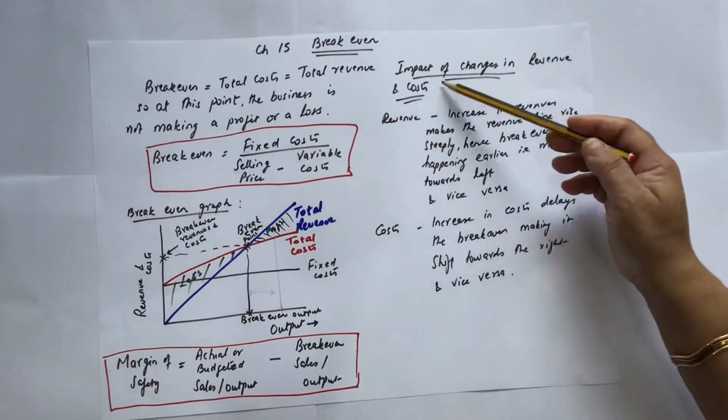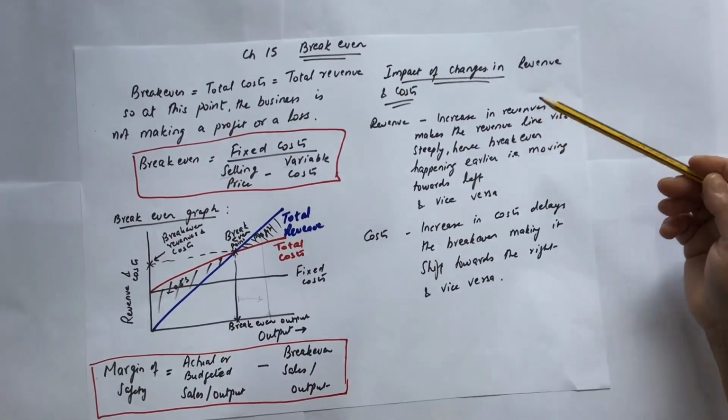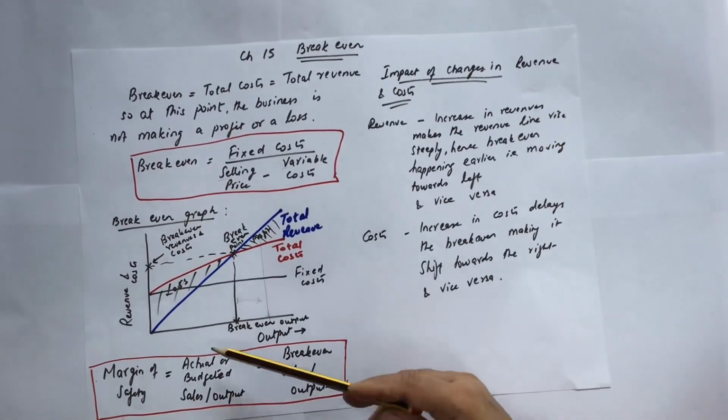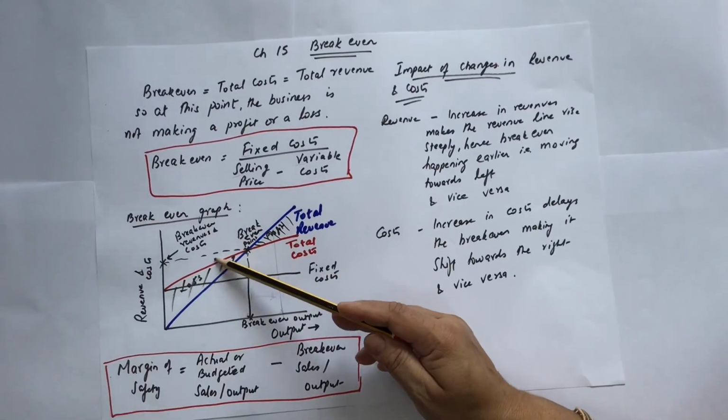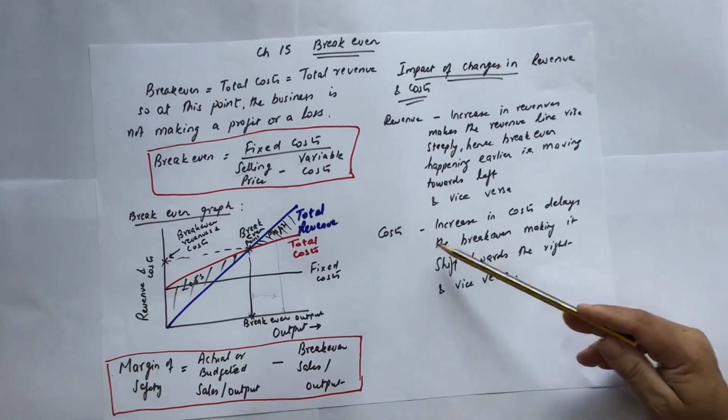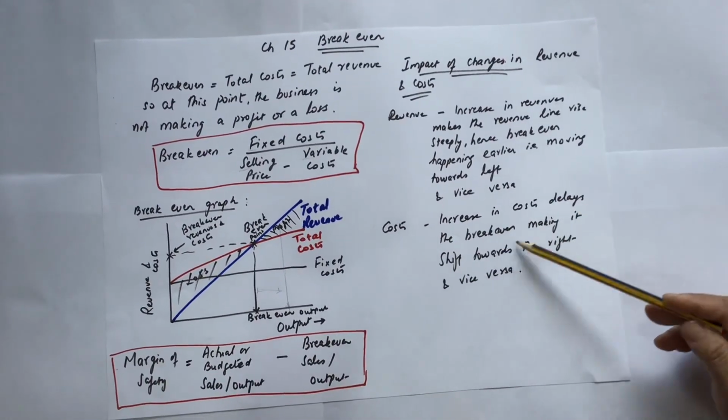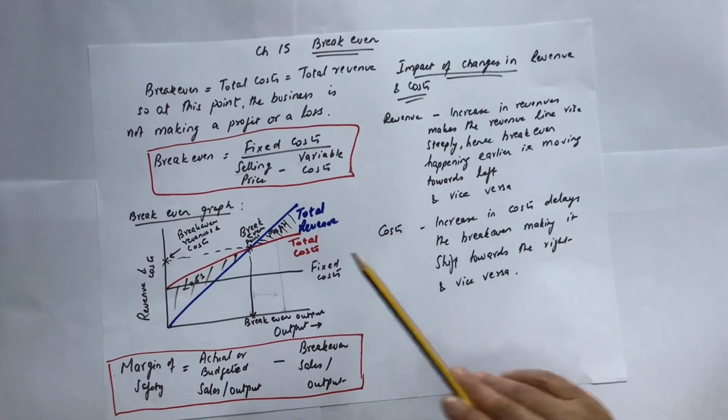Impact of changes in revenue and costs. So if revenues increase, it makes the revenue line steeper, so break even happens earlier. Whereas an increase in cost delays the break even, making it shift towards the right.